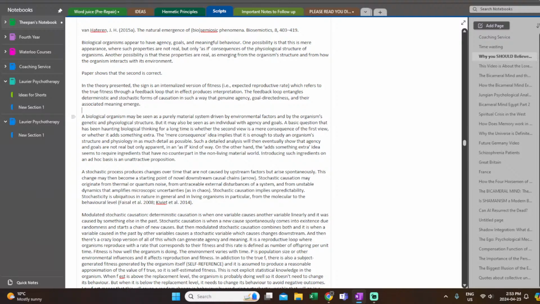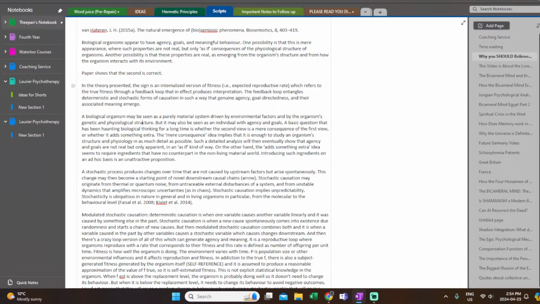Let me go back and just read this again because it's so good for what my purpose is. A biological organism may be seen as a purely material system driven by environmental factors and by the organism's genetic and physiological structure. But it may also be seen as an individual with agency and goals. A basic question that has been haunting biological thinking for a long time is whether the second view is a mere consequence of the first view or whether it adds something extra. The mere consequence idea implies that it is enough to study an organism's structure and physiology in as much detail as possible. Such a detailed analysis will then eventually show that agency and goals are not real but only apparent in an as-if kind of way.